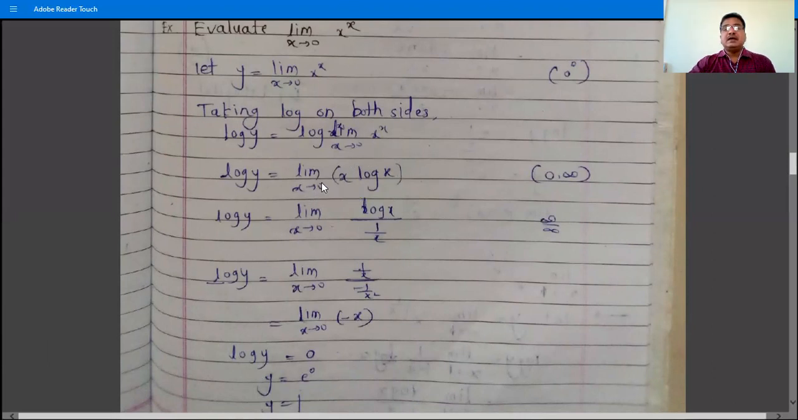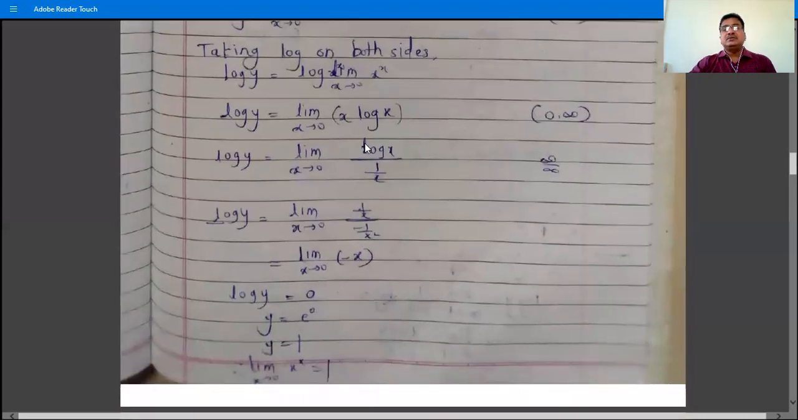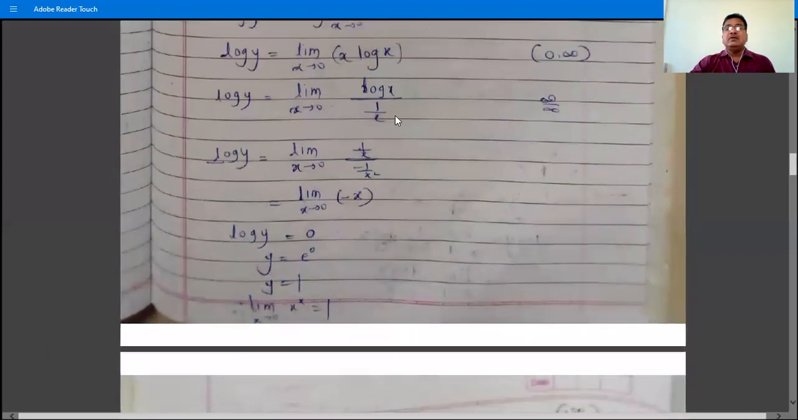And if we substitute x as 0, then we have 0, and log 0 is infinity. So we have 0 into infinity, which is again an indeterminate form. So we reduce the example to the form infinity by infinity or 0 by 0. For that, shift this x to the denominator. So we have log x divided by 1 by x. Then if you substitute x as 0, log 0 is infinity and 1 by 0 is again infinity. So it is infinity by infinity form, and therefore we can apply L'Hospital rule.